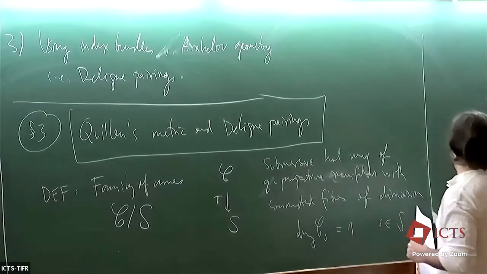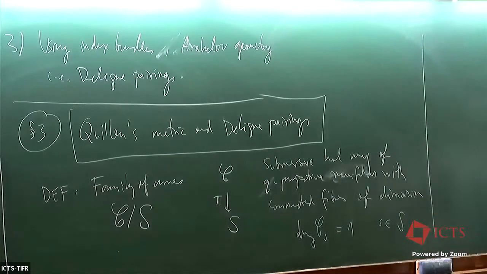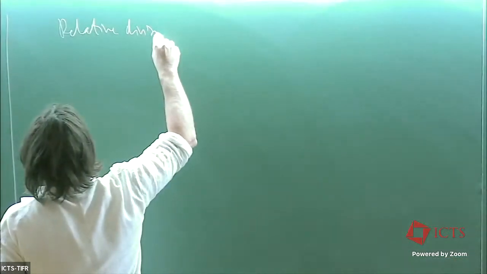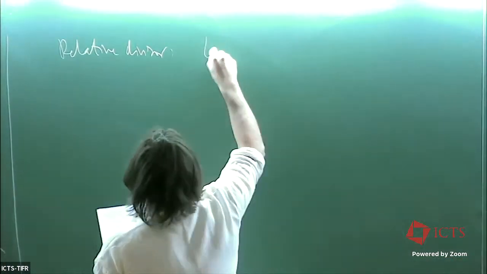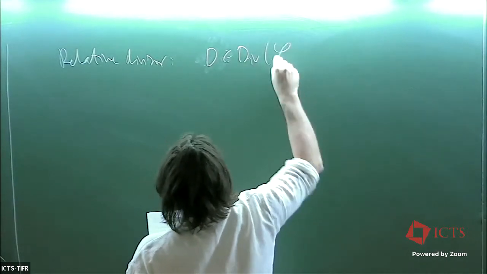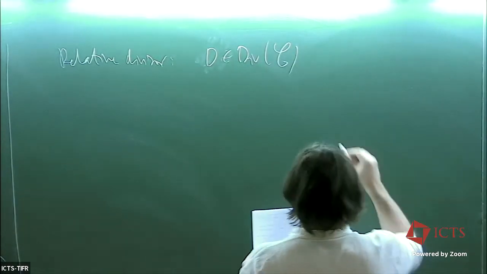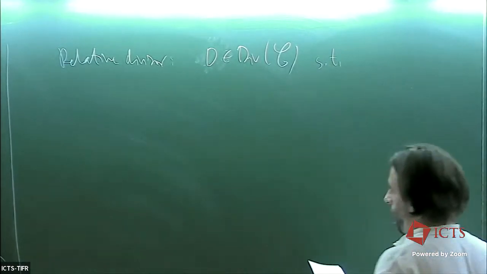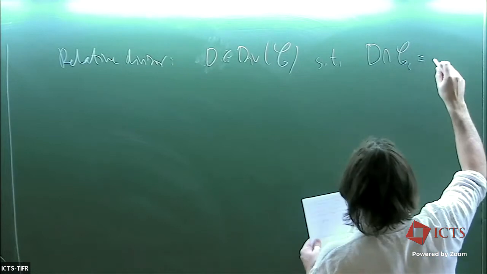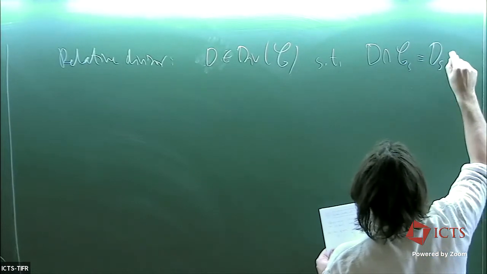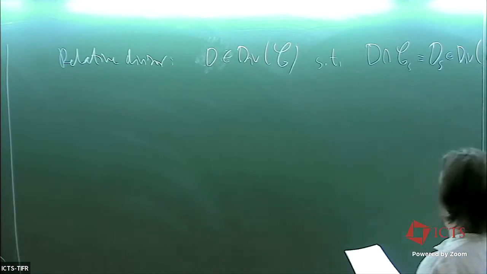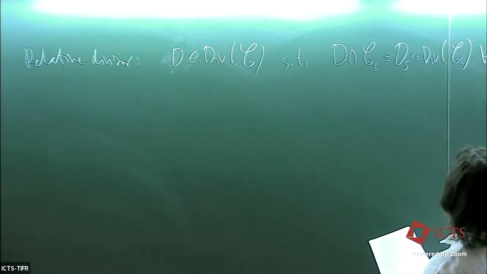Continuing with definitions: the relative divisor. It's a divisor in C such that you get divisors by restricting to each fiber. So D intersected with each fiber is some D_s, which is a divisor in the corresponding fiber, for all s.